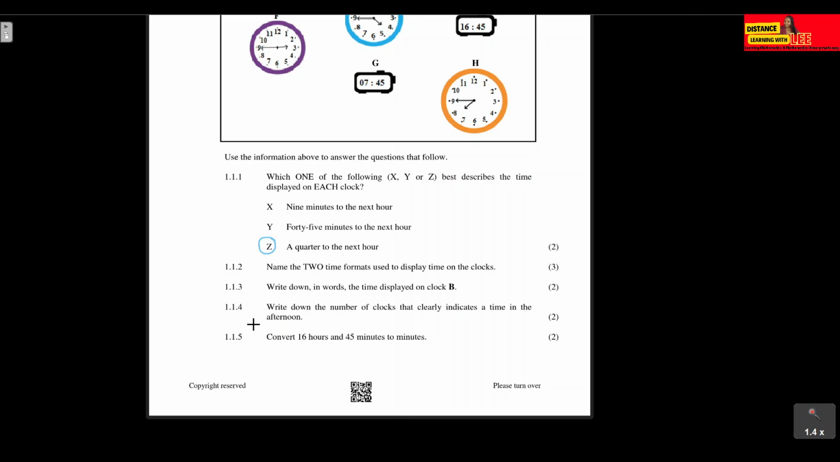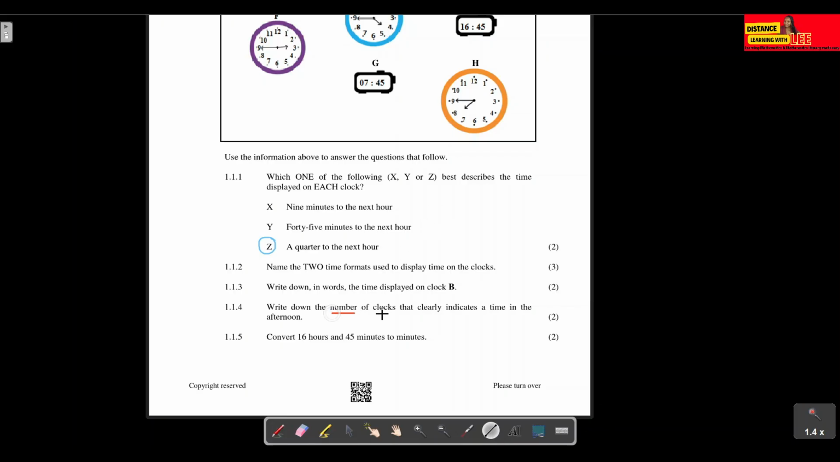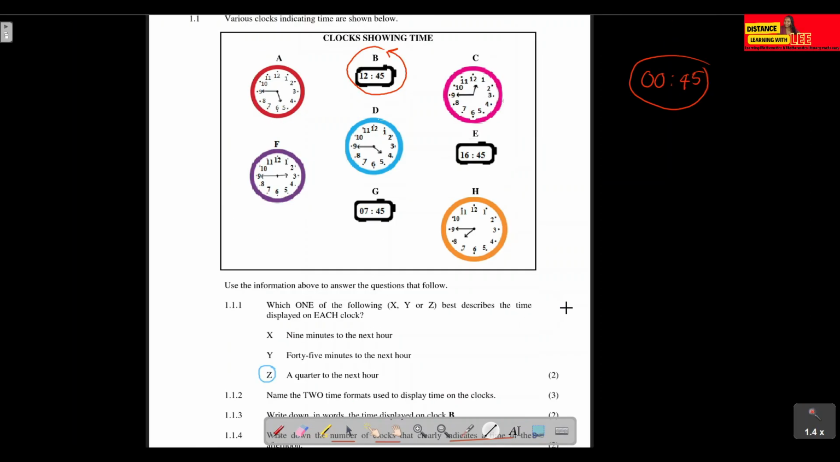Let's have a look at question 1.1.4. It says write down the number of clocks that clearly indicates a time in the afternoon. So here they want us to give the number of clocks that indicate a time in the afternoon. If you want a time in the afternoon, guys, that means we're going to be looking for times like 13, 14, 15, 16, 17. That is time in the afternoon. So that's what we're going to be looking out for when we have a look at these clocks.